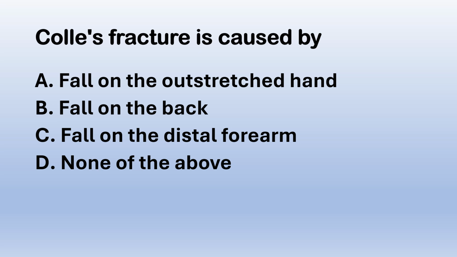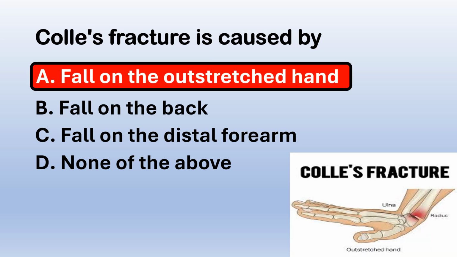Colles fracture is caused by A. Fall on the outstretched hand, B. Fall on the back, C. Fall on the distal forearm, D. None of the above. And the answer is A. Fall on the outstretched hand.